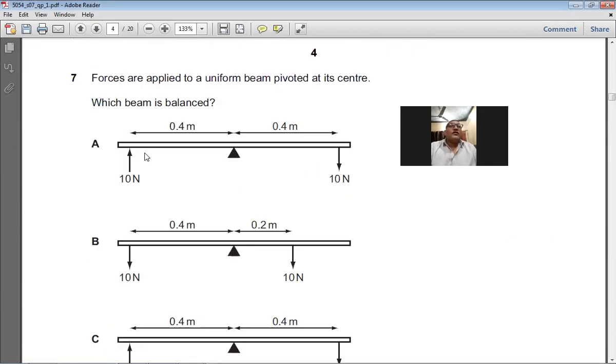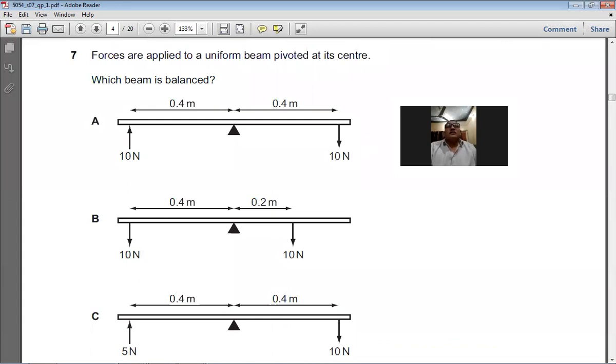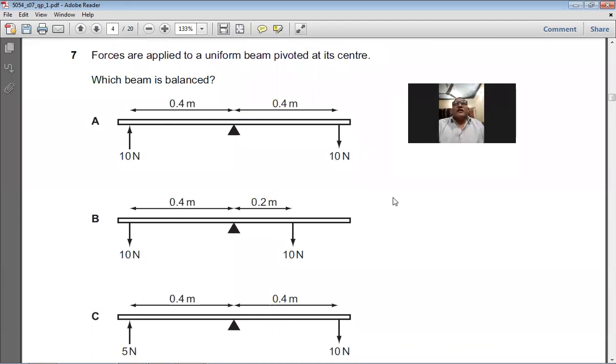Okay, so next question. Here we go. Forces are applied to a uniform beam pivoted at its center. Which beam is balanced? Okay, so here, if you look at these two forces, the force on the right side is acting downward, so it's trying to produce a clockwise turning effect. This force on the left side is acting upward, so this is also producing a clockwise turning effect, so they cannot balance each other. Because both of them are clockwise, they will not balance each other.